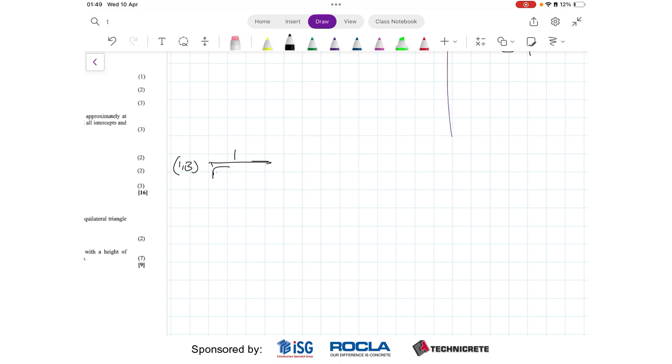1 over square root of 1 plus square root of 2, plus 1 over square root of 2 plus square root of 3, plus 1 over square root of 4 plus square root of 5, plus up to 1 over square root of 99 plus square root of 100.